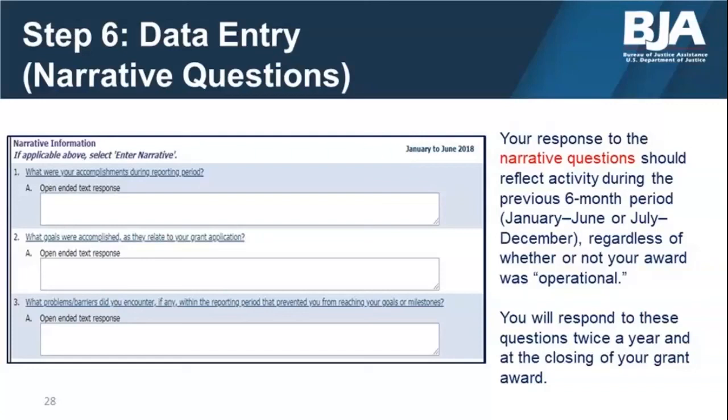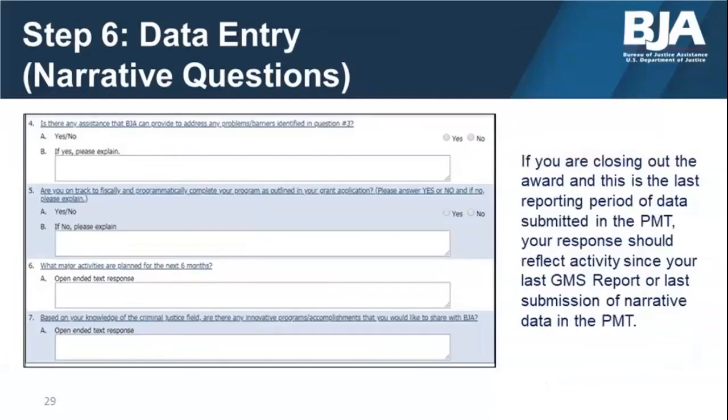You may enter up to 5,000 characters for each response. On this page, you should remember not to enter NA or not applicable for these questions. We have found that grantees usually have their reports returned to them for editing from their grant managers if they ignore these questions. We advise you to enter 2 or 3 sentences for each question. If you're closing out the award and this is the last reporting period data, your response should reflect activity since your last GMS report or your last submission of the narrative data in the PMT.